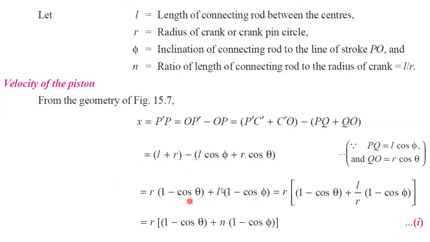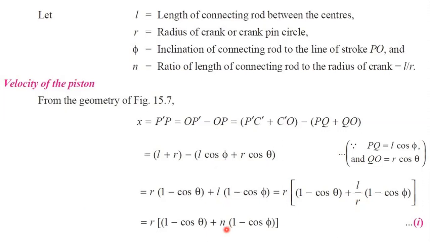Among this, take R as common from the entire thing. Once R is taken common, we can write 1 minus cos theta as it is. Plus, in the second term we do not have R, so we divide by R: since we have taken R out, we have to multiply and divide by R. So L divided by R, times 1 minus cos phi. This L divided by R can be written as N, as we already saw. N is equal to L by R, so instead of L by R, write N.